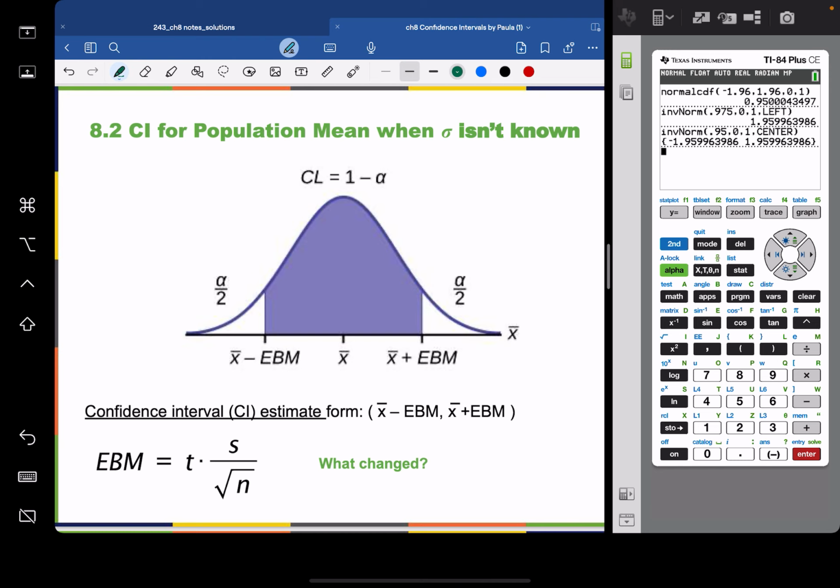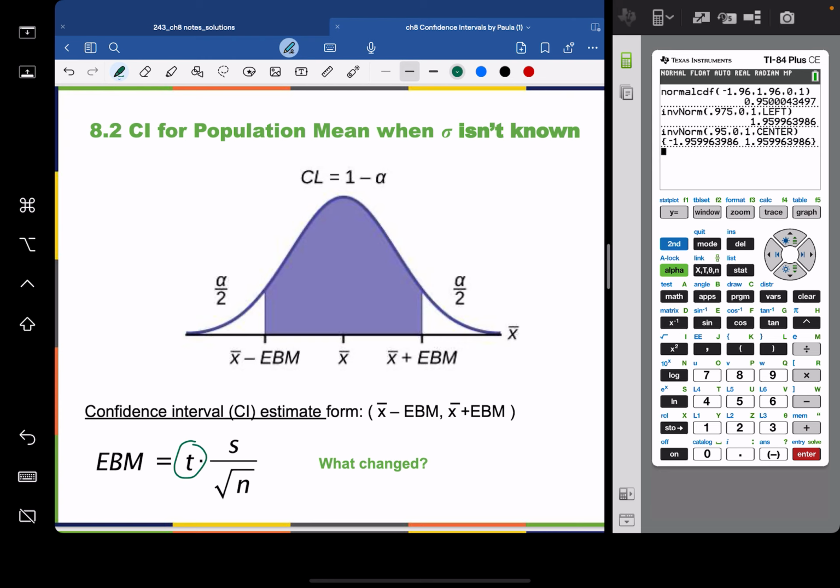So this is pretty similar right here. We have x bar in the middle, plus or minus the EBM, but the EBM formula is slightly different. What changed? Well, instead of having z here, we have a new letter called t. T is not that different than z, but it's a little different.